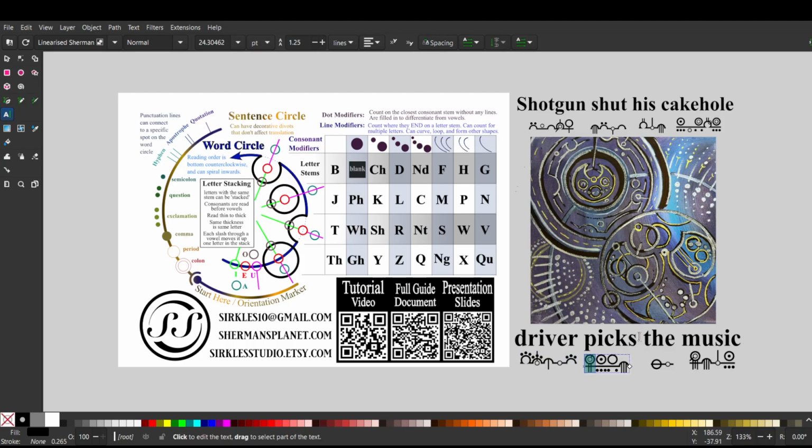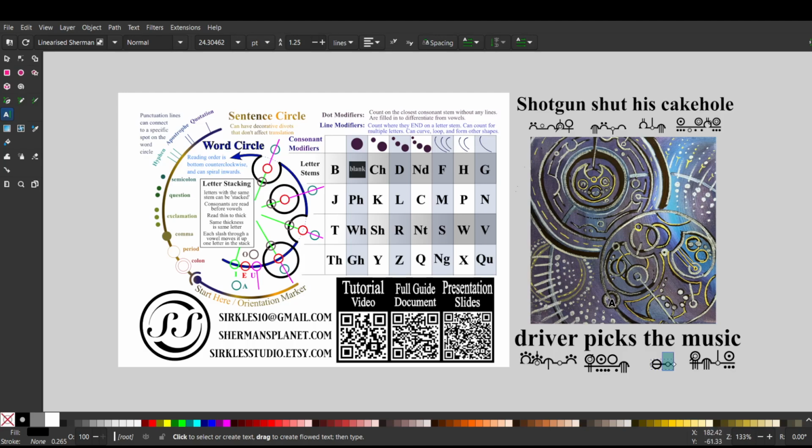So P and then I. And then we have a C. So 1, 2, 3, 4 dots, which is good because the C has 4 dots. And then we have a K, which has 1, 2 dots, and then an S, which has 1, 2, 3 lines, these little golden ones here. So picks, and then we have a TH. We can do a TH as just 1 letter because they're together here on the grid. And then an E on the line of the word circle, so THE.